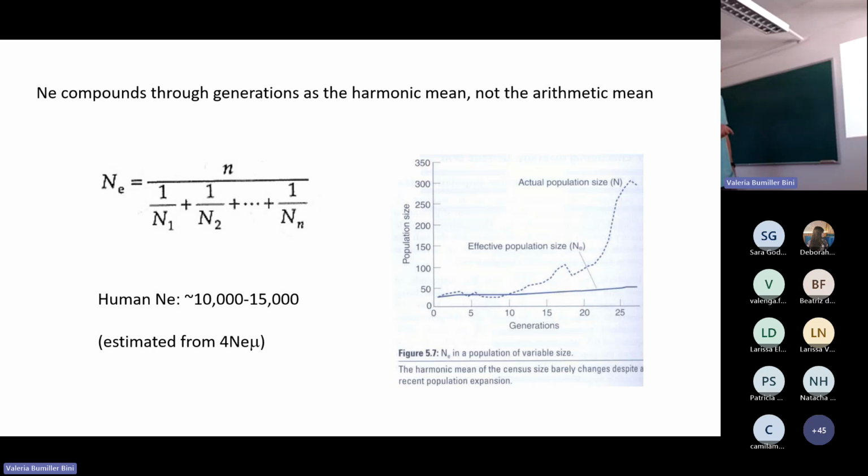So that's why, if we estimate it from heterozygosity, the value we have for the human effective population size is between 10 and 15,000. This basically means that at some point in time, the number of humans reproducing was about 10 to 15,000, which can be quite early in human history. Here we have an example of these fluctuations in population size and how effective population size changes, and it stays quite flat because of this formula, because of the harmonic mean.